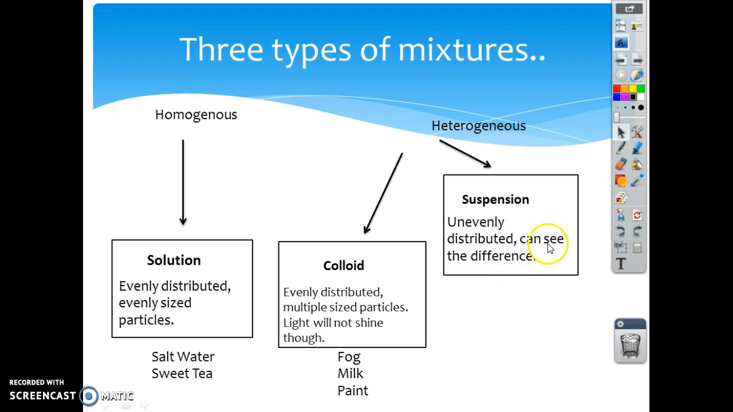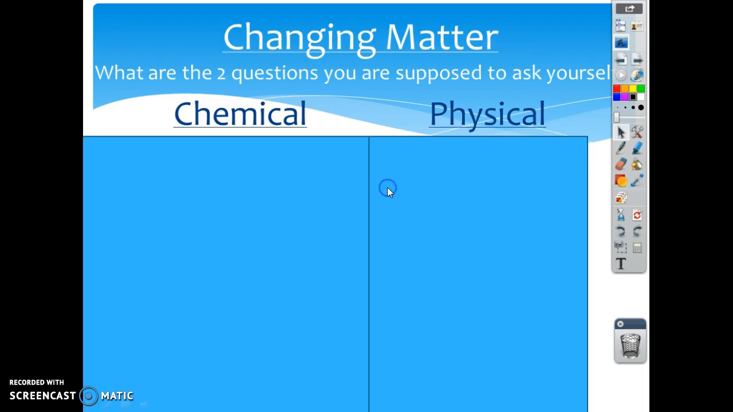How about a suspension? Unevenly distributed. You can see the difference. So in a suspension, we could have sand and water where the sand settles to the bottom, muddy water where the mud or dirt will eventually settle out. You could also consider a suspension to be like a fish tank where all the rocks are at the bottom and the water is above the rocks.